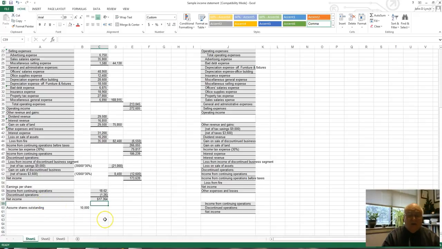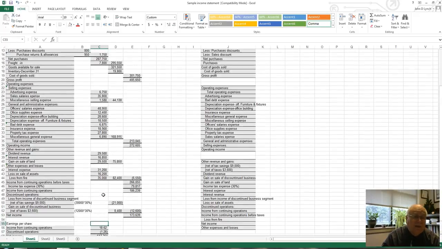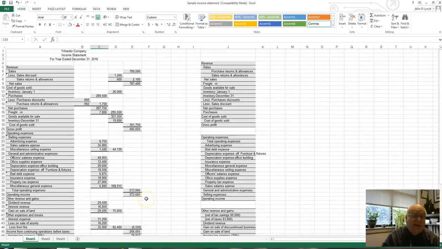Okay, so anytime you have multiple sections, you have to have the three things. If you don't have discontinued operations, then all you would have would be the net income for basic earnings per share. This is called basic earnings per share. In Intermediate 2, you'll get into the other earnings per share. So that's the end of this income statement.